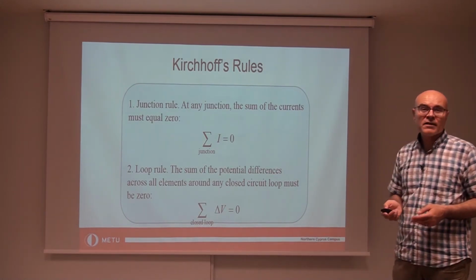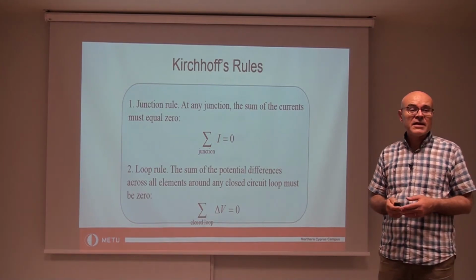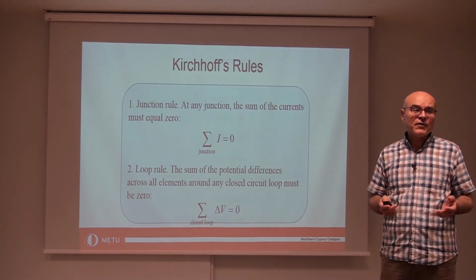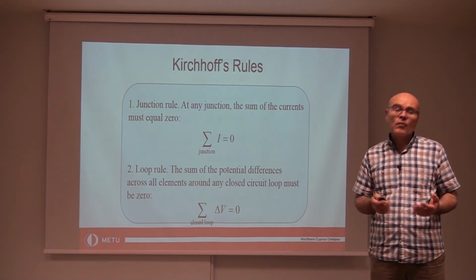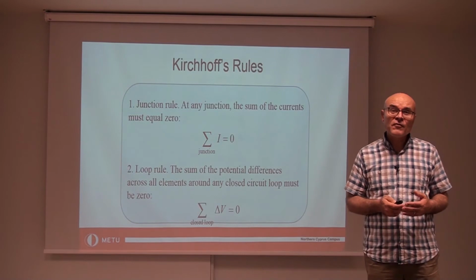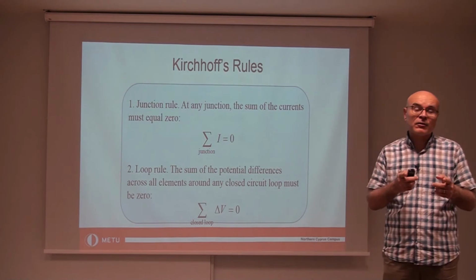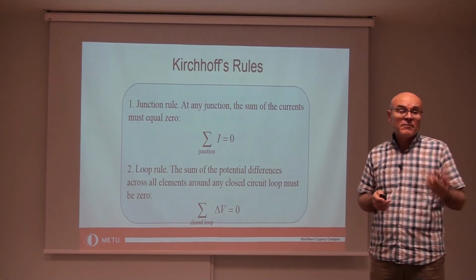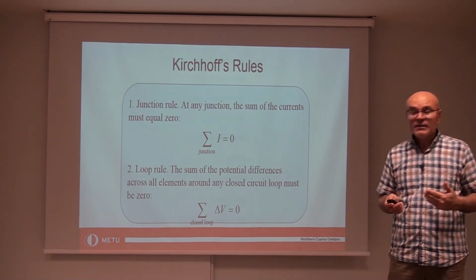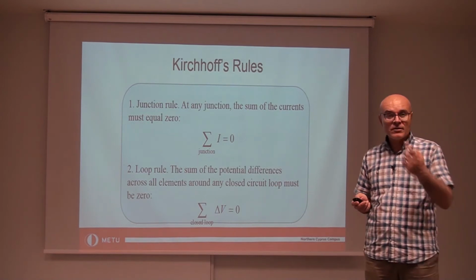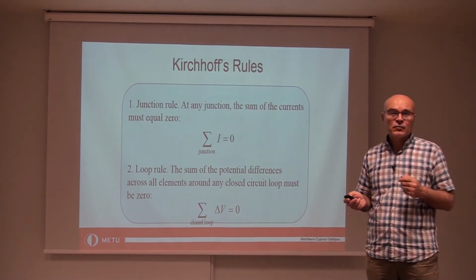Kirchhoff's rules are two simple rules. The first rule is called the junction rule, and it says that at any junction, the sum of the currents must equal 0. The second rule is called the loop rule or the voltage rule, which says that the sum of the potential differences across all elements around any closed loop in any circuit must be 0. Now we will look at each of these closely, try to understand the basis of each of these rules, and then see how we apply them to analyze circuits.